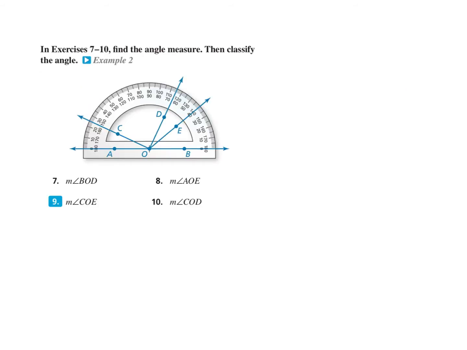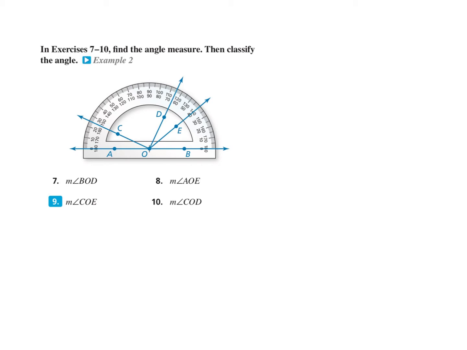Okay, find the angle measure, then classify the angle. Notice there are 2 rows of degrees on the protractor here, okay? So if we started over here and went this direction, we're starting at 0. So we would use these numbers on this side. If we start on this side, then we better be starting at 0, which would be the numbers on the inside. So it depends on which side you're starting on to figure out which set of numbers you're using.